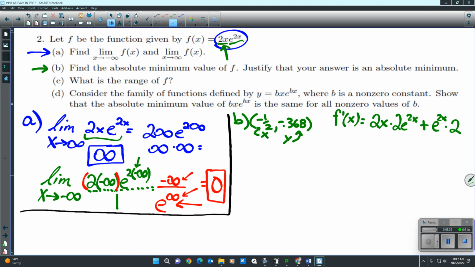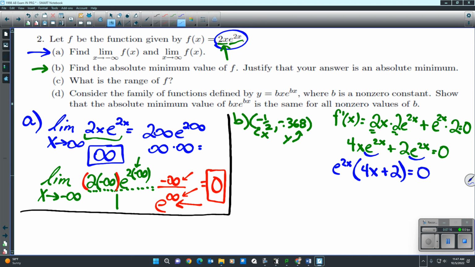Okay? Now, I want to see where that equals 0. That's going to be a critical point, so I'm going to set that equal to 0. Let me clean this up. I'm going to have 4x e to the 2x plus 2e to the 2x equals 0. I'm going to make this a little bit easier and factor out an e to the 2x from both of these. So I've got e to the 2x times 4x plus 2 equals 0.